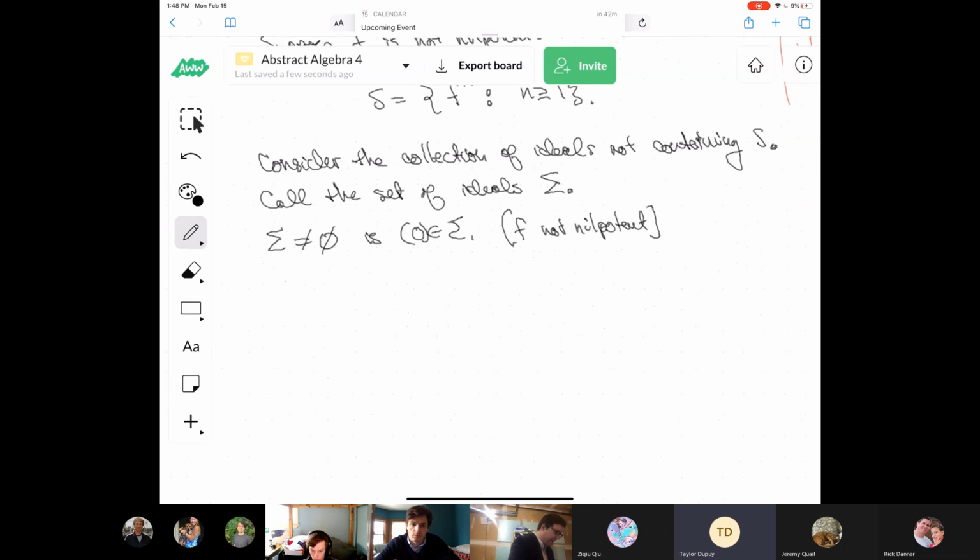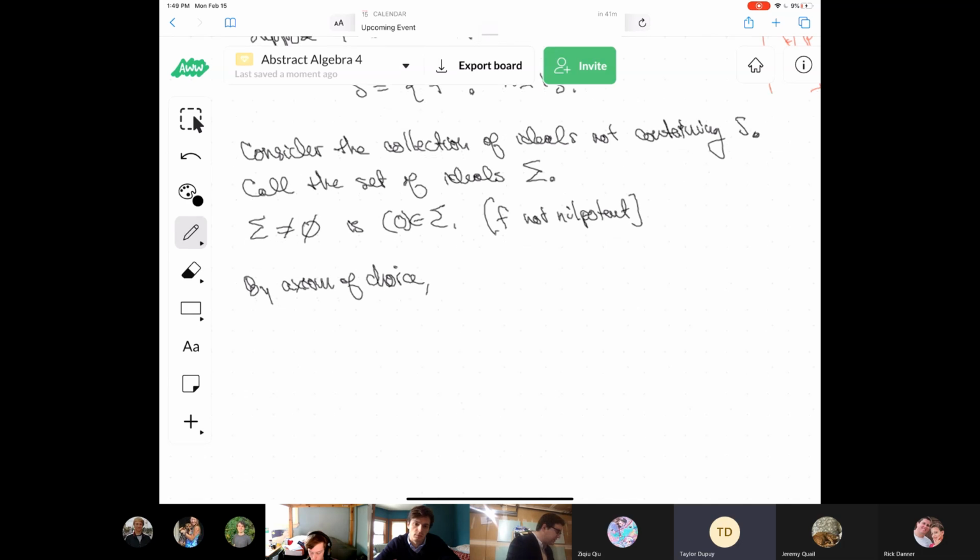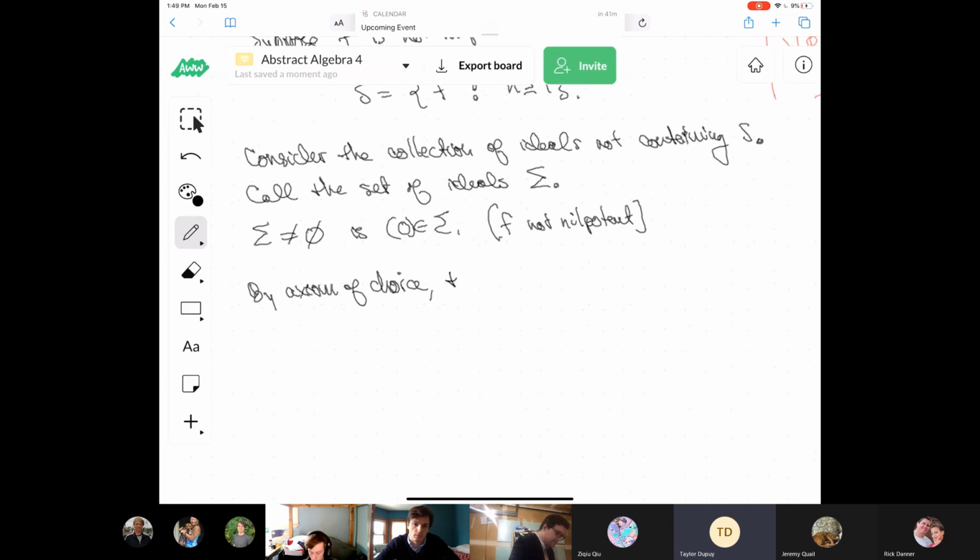Okay, so now by the axiom of choice, or Zorn's lemma, there exists a maximal element of sigma.